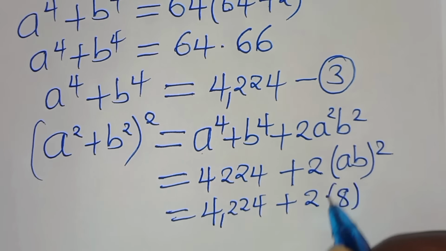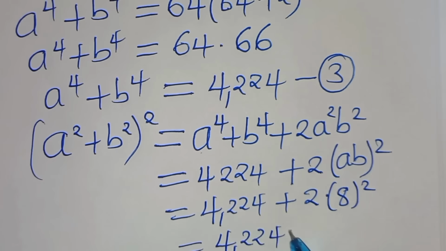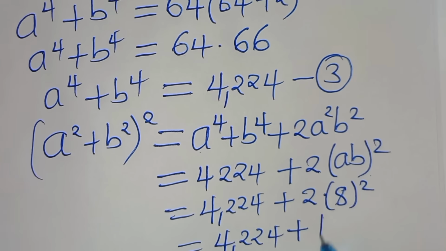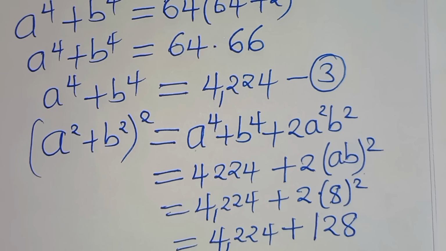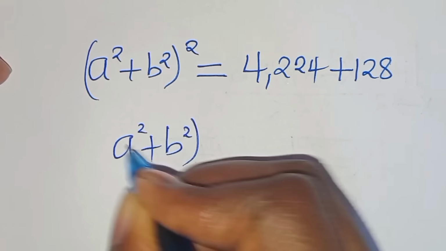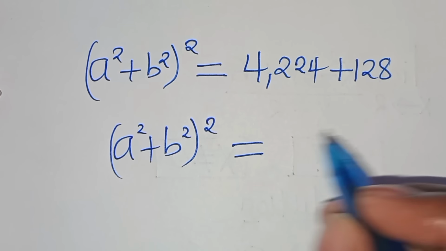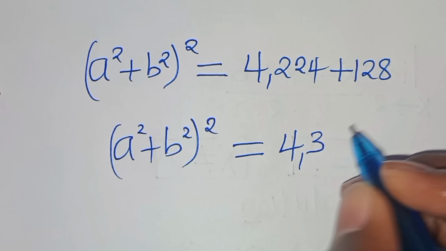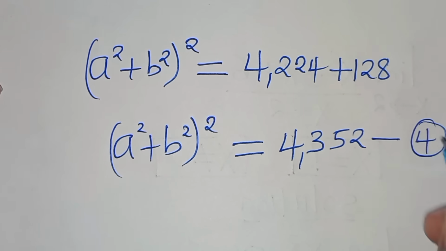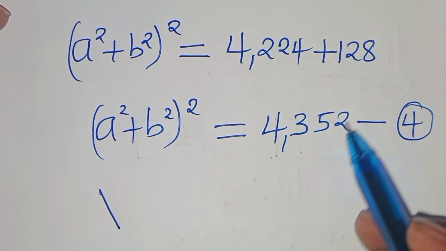So here we have 4224 plus 2 multiplied by ab from equation 2, which is 8, so it's 8 squared. So that we have 4224 plus 2 times 8 squared, which is 64, and 64 times 2 is equal to 128. So from here, a squared plus b squared raised to the power of 2 is equal to 4224 plus 128, which is the same thing as 4352. Let's call this equation 4. We have a squared plus b squared raised to the power of 2 equal to 4352.